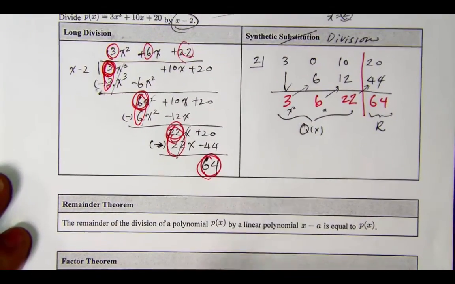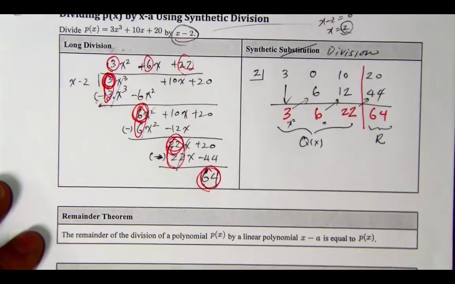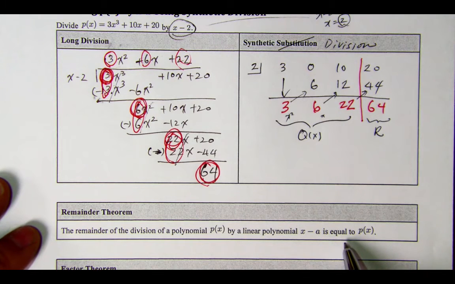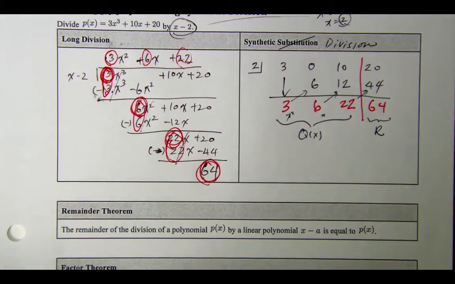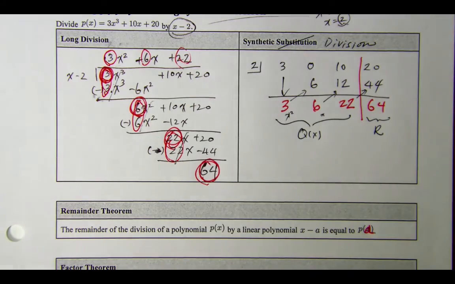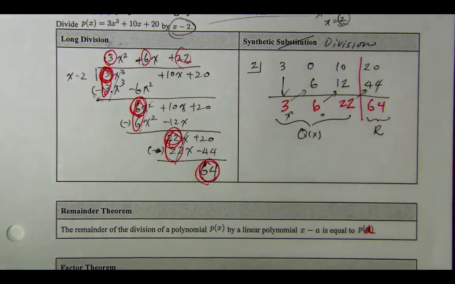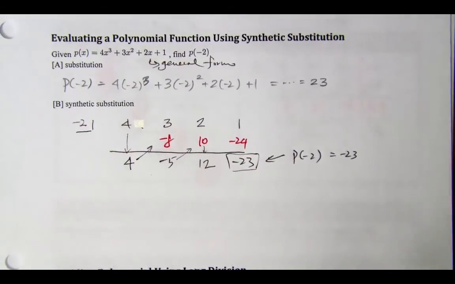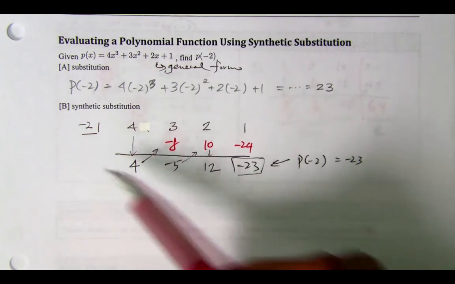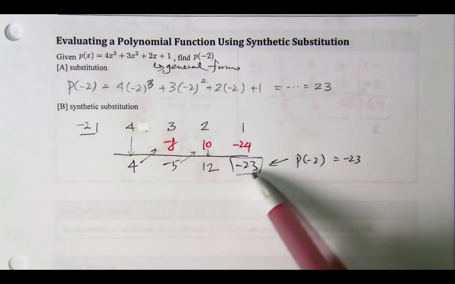Let's learn a couple of theorems. The remainder theorem says the remainder of the division of the polynomial p of x by the linear polynomial x minus a is equal to, oops, typo, that should be p of a, right? Because that's just like the one that we did earlier. Right here, guys, if you just plug in the value, minus 2, that value that we got, that's a remainder. Okay?